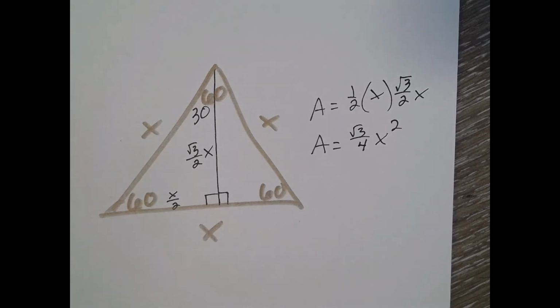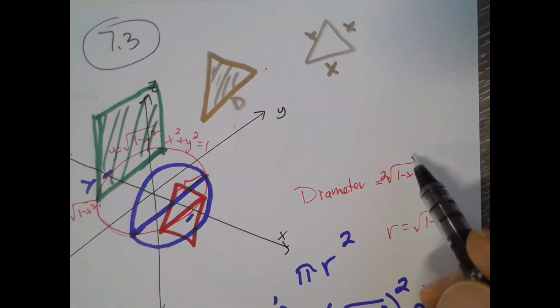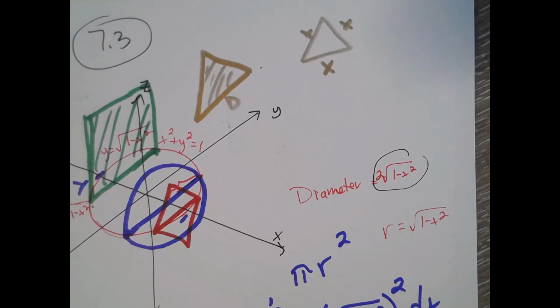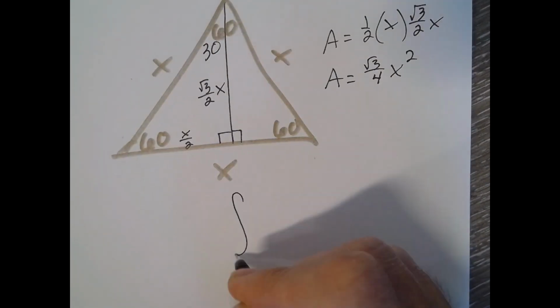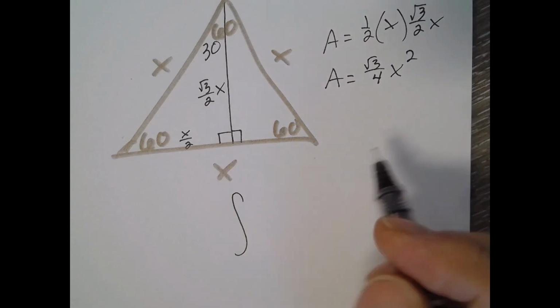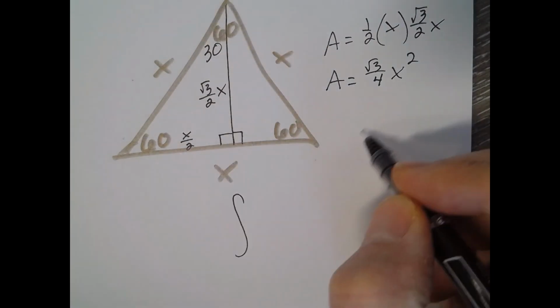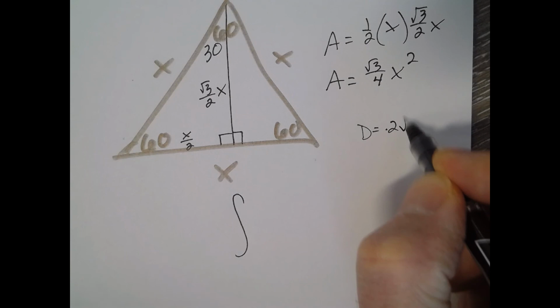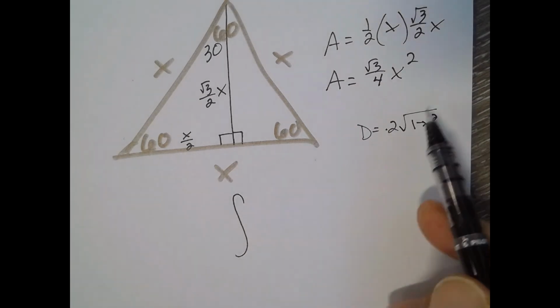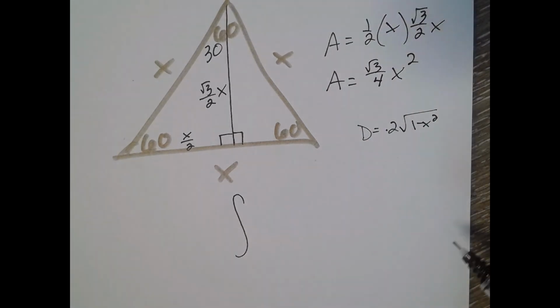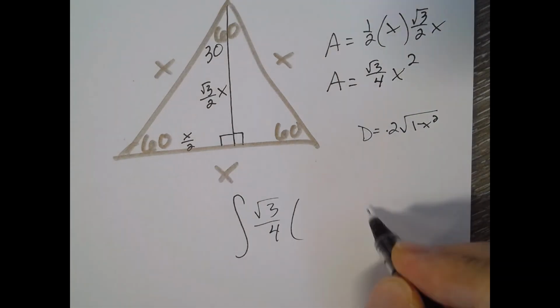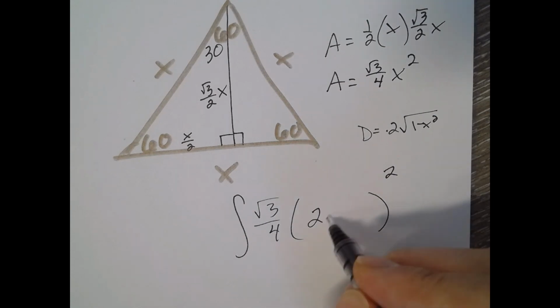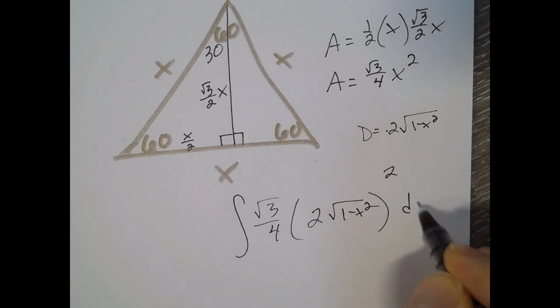Okay, so back to this problem. X is not the side, it's the d, which we've said all along is 2 square root of 1 minus x squared. So our integral would be, our d is 2 square root of 1 minus x squared. That's what our x is. We have to plug that in for our x, because x is the base of the triangle. So it's square root of 3 over 4 times our base squared, where it's 2 square root of 1 minus x squared, from negative 1 to 1.